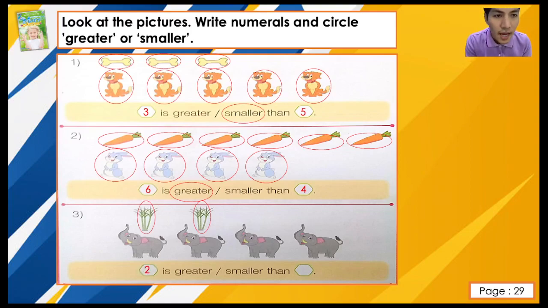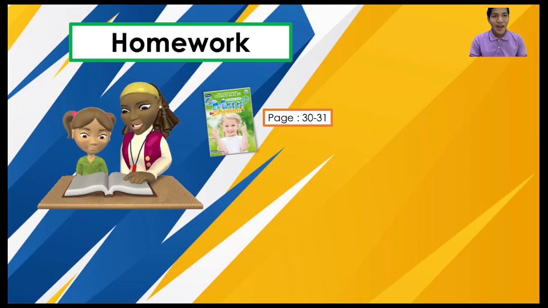Now, let's count the elephants. 1, 2, 3, 4. There are 4 elephants. You will write 4. Now, let's compare 2 and 4. Is 2 greater or smaller than 4? Yes, 2 is smaller than 4. Alright, grade 1, you are very good. Did you get the answer? Yes or no? Yes.